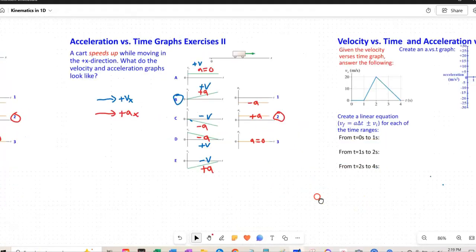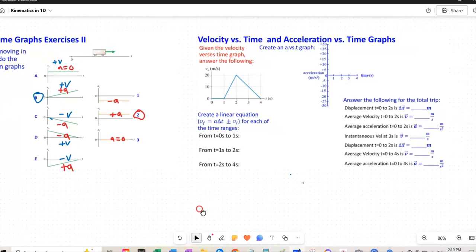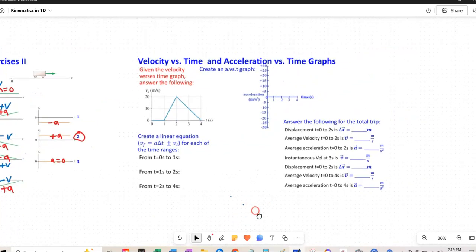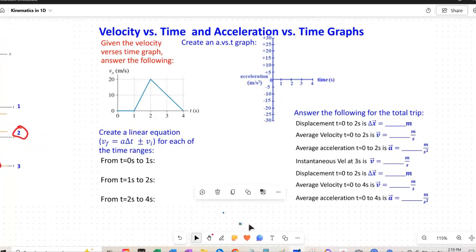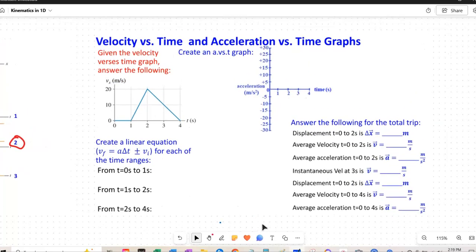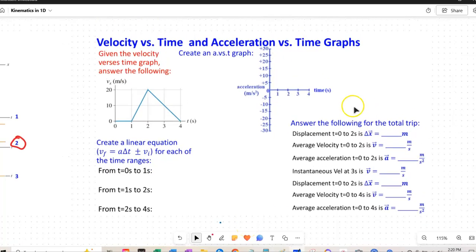Okay. Now let's move on to our last problem. This is just putting everything together that you learned, specifically to a velocity versus time graph. So there's going to be, again, interpretation of a velocity versus time graph, constructing an acceleration versus time graph, and answering all these questions.